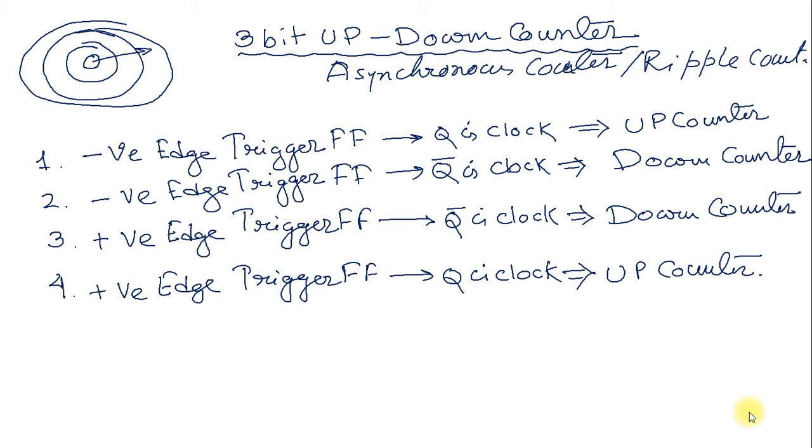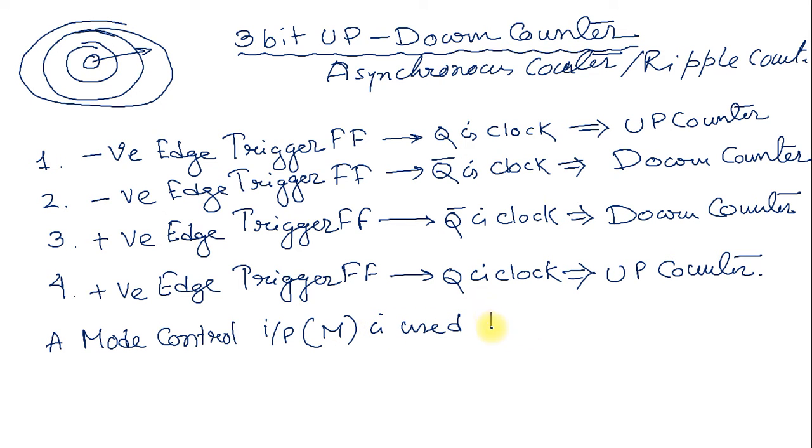But in the case of an up-down counter, we should design one single counter that acts as an up counter as well as a down counter. In this case, we need a mode control input, which can be signified by capital M, and is used to select up or down.